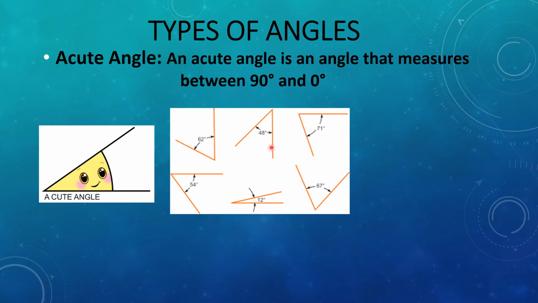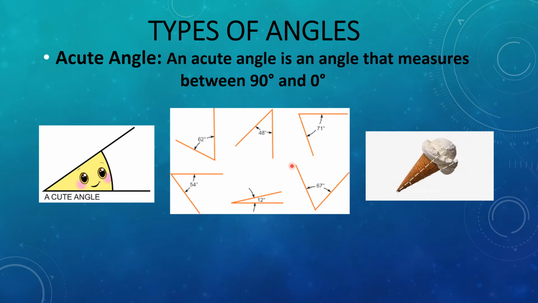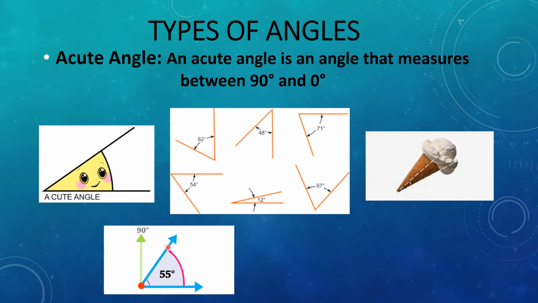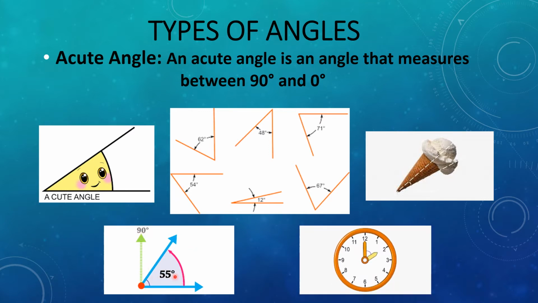Here it is 62, 48, 71, 67, 12 and 54. These all angles have measure less than 90. So these all angles are known as acute angles. Next, in the ice cream cone, you can see that acute angle is formed. Also here 55 degree, which is less than 90, so it is known as acute angle.